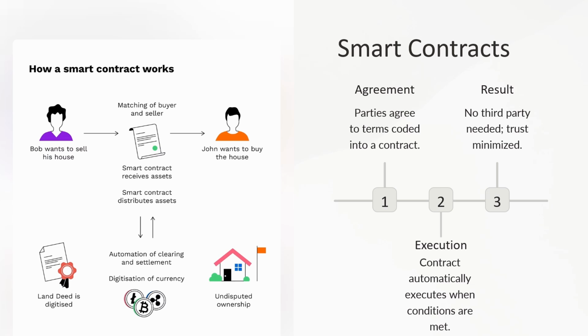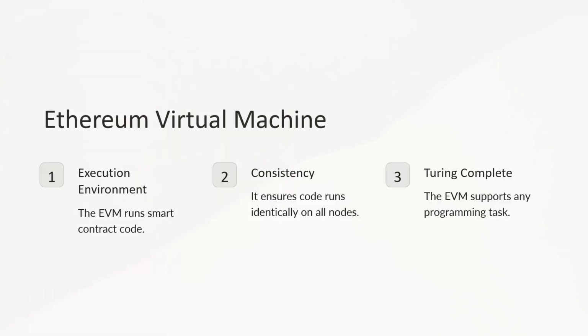Let us now see how a smart contract works. Two or more parties agree on the terms and conditions. The contract executes automatically when the conditions are met. The transaction is completed without requiring a third party, thus minimizing trust issues. Critical to the operation of Ethereum is the Ethereum Virtual Machine or EVM. This is the environment where smart contracts run.